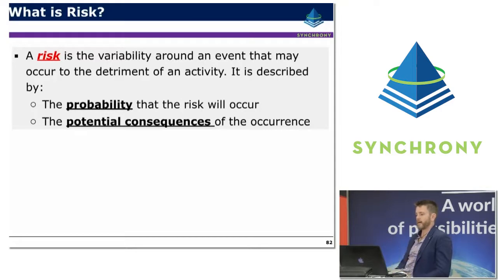So a risk is basically the variability or uncertainty in an event that might have a detrimental effect on an activity, or it could have a positive effect as well, in which case it's often framed as an opportunity, but it's all about that uncertainty and the effect that that might have on consequences. So it's the probability that the risk will occur, as well as the potential consequence if that risk does occur.